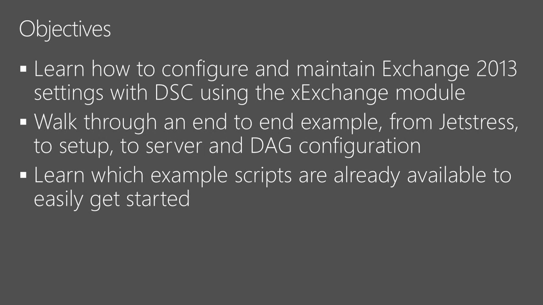We're going to start off showing how to run Jetstress against your servers, a pre-deployment phase, how to use DSC to install your Exchange servers, and then how to do the post-configuration, which is probably the most important part. Get your CAS settings right, get your database settings right, get your databases created, and get your DAGs created and configured. And then I'm also going to cover some of the example scripts that ship with the Exchange module for DSC. There's a number of script examples that already exist that show you how to use all the different components. So I'm just going to point some of those out and then walk through a couple of them.